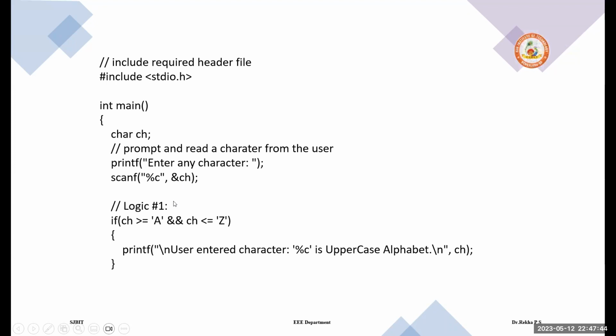The first logic I have used here is, if this variable ch, whatever the user has entered, is greater than or equal to capital A and less than or equal to capital Z, then it is an uppercase alphabet. If this condition is true, only then it will print the statement within the brackets. This printf statement will be executed only if this condition is true. Then it prints that the uppercase alphabet is the character.